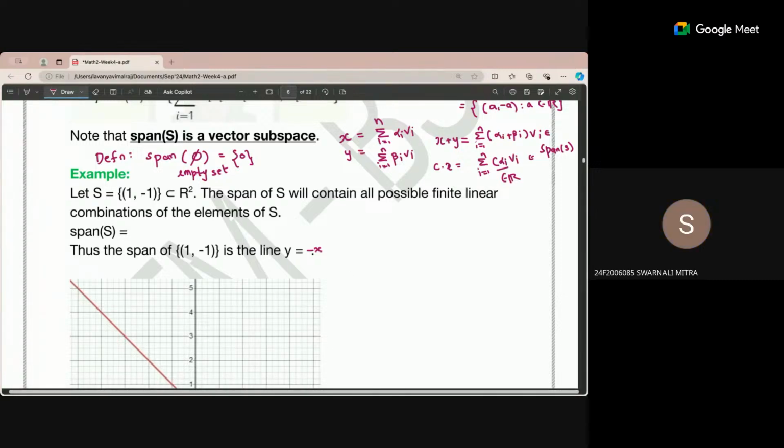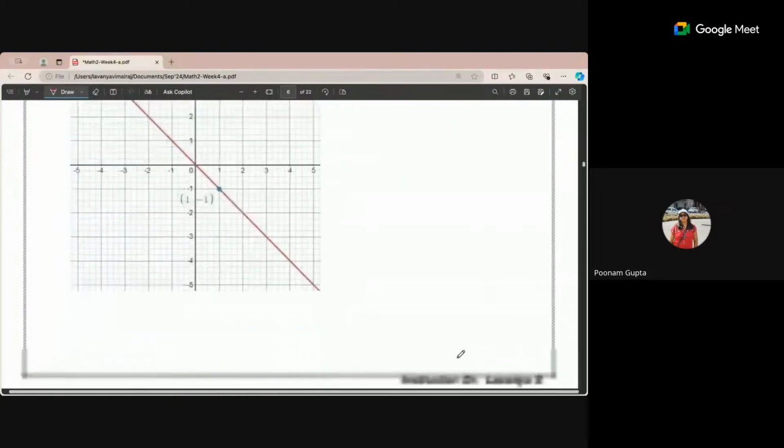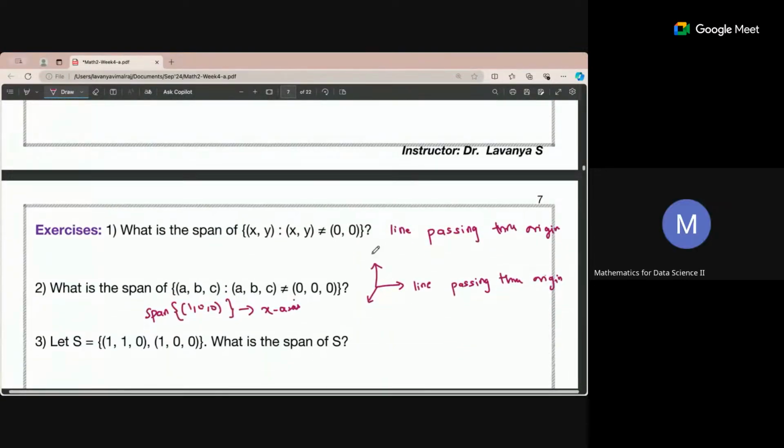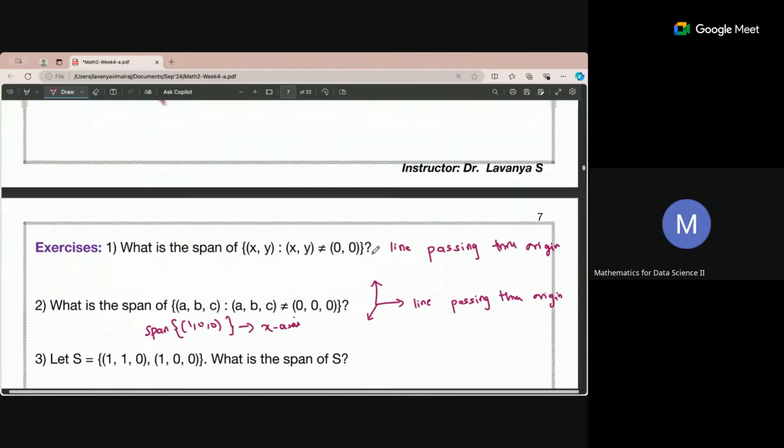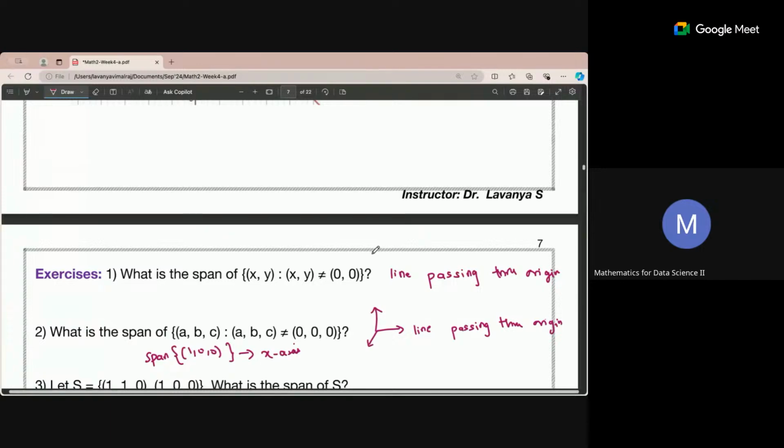Okay, you understand? Ma'am, what will happen? Excuse me, ma'am. Then why is the condition given as (x, y) not equal to (0, 0)? See, I am talking about the span of a non-zero vector. If I am talking about the span of a zero vector, you can talk about the span of one single zero vector. It is going to be the zero vector. My question is just what is the span of a non-zero vector? That's all.